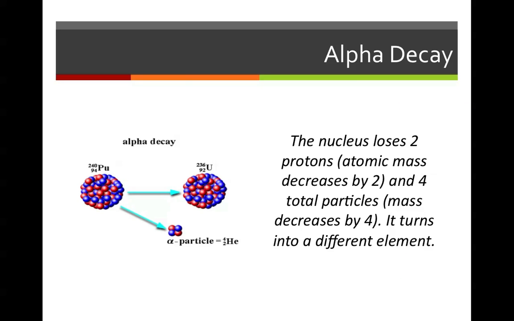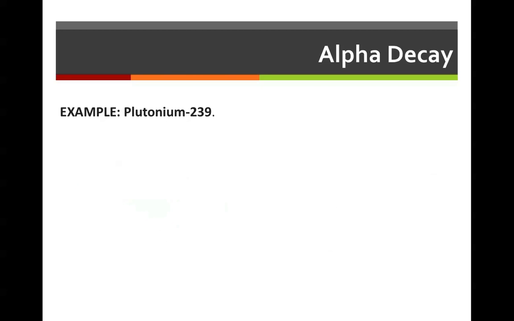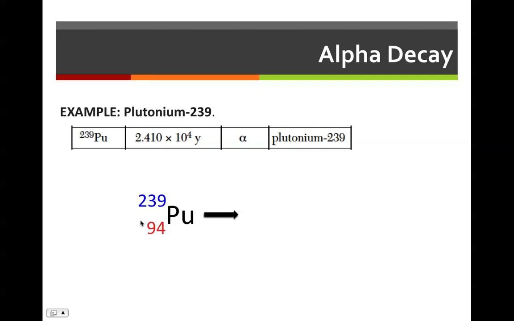So let's look at an example of alpha decay. We discussed a little bit in Concept A that the nucleus is going to lose 2 protons and a total of 4 particles, so 2 neutrons as well, and it turns into a different element. So here I'm going to look at plutonium-239. I'm going to write out the information that was given to me, and I'm going to use the periodic table to look up the atomic number, which is also my charge, which is in red. Remember, the plutonium-239 is the only reactant that's on the left.